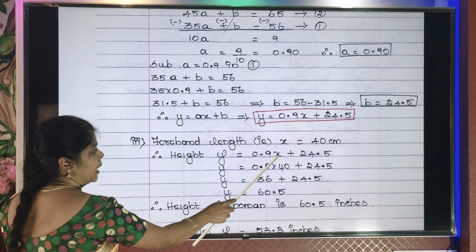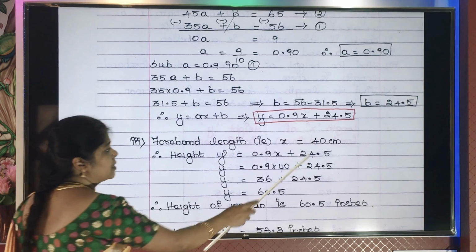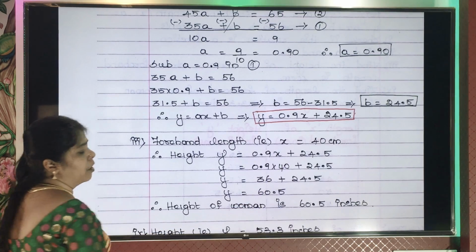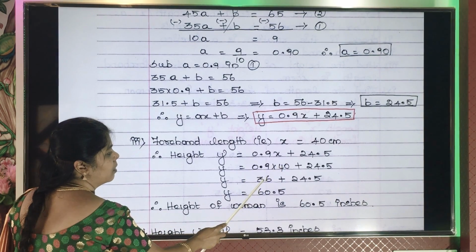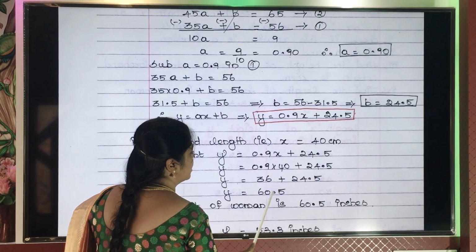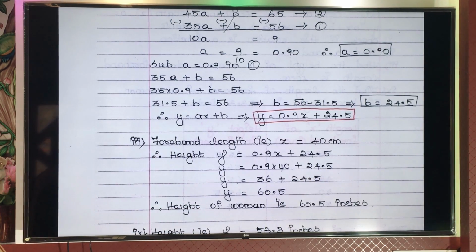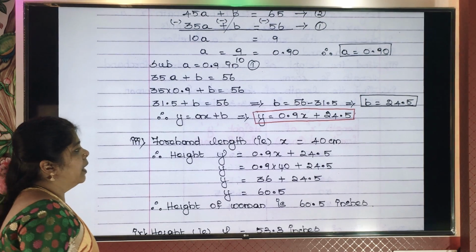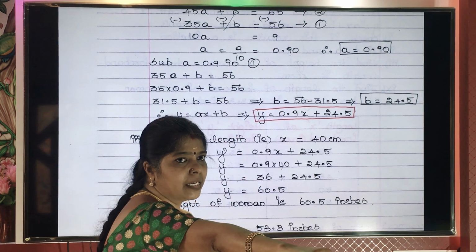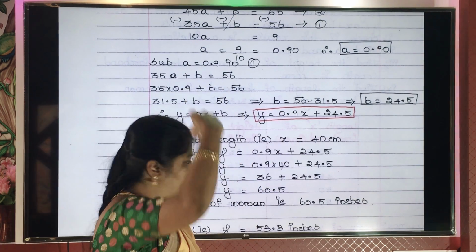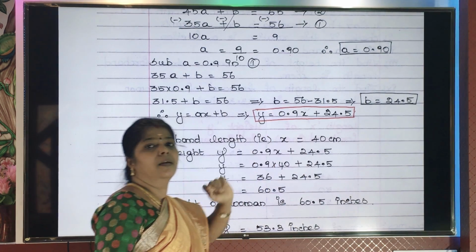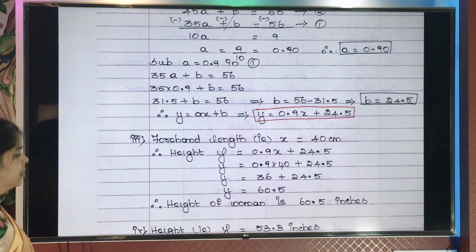Now x denotes the forehand length. What is the forehand length? 40 centimeter. Substitute 40 in the place of x. Now you multiply this, you are getting 36 plus 24.5. When you add these both, the answer is 60.5. So when the length of the forehand of a woman is 40 centimeter, the height of that woman will be 60.5 inches. Please be careful with the units.